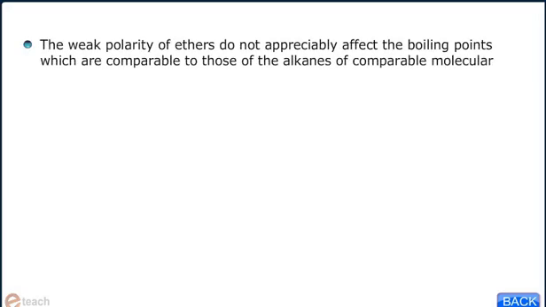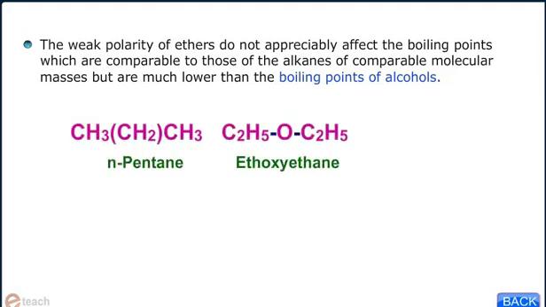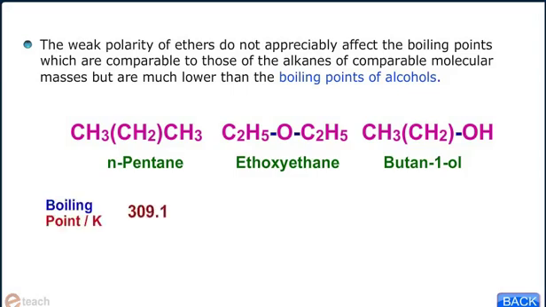The weak polarity of ethers does not appreciably affect the boiling point, which is comparable to those of the alkanes of comparable molecular masses, but much lower than the boiling point of alcohols. For example, CH3CH2CH2CH2CH3, that is normal pentane, C2H5OC2H5 ethoxyethane, and CH3CH2CH2CH2OH, that is butan-1-ol. Their boiling points follow the order 309.1, 307.6, and 390 respectively.